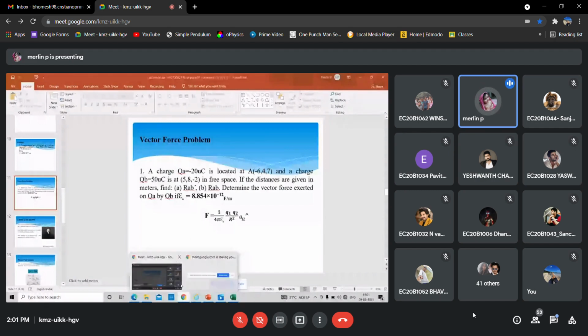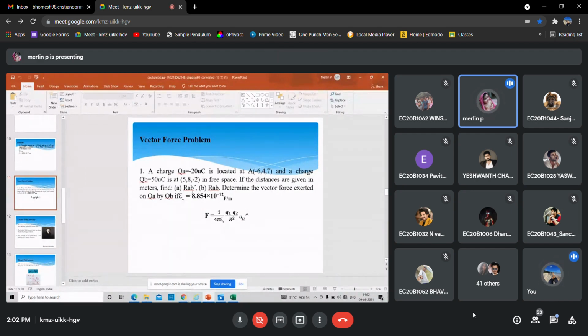If they have given like QB to QA, how will we write it? If they have asked to determine the vector force exerted on QA by QB, you have to write RAB. If they have given the force exerted on QB by QA, you should write RBA. So RBA means, for that, take.